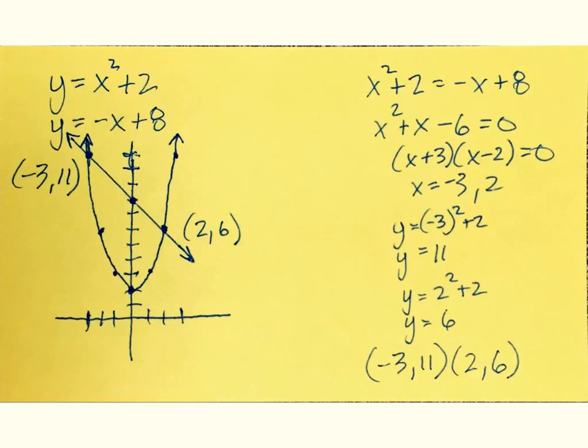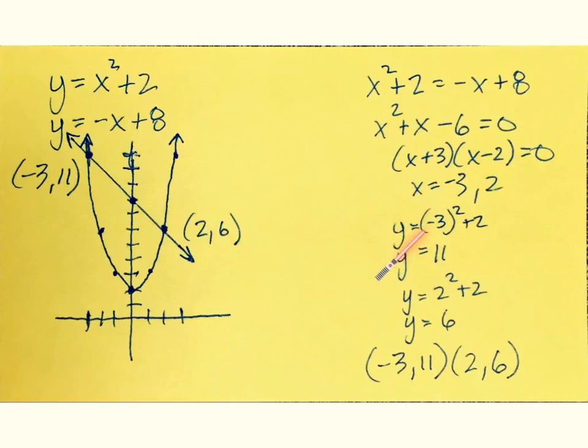I can also do this using substitution, and you will too. So I'm going to take x squared plus 2 and plug it in for y right here. I then add x and subtract 6 from both sides to get x squared plus x minus 6 equals 0. I factor that, and you can factor it. You can use the quadratic formula. Factoring looked pretty easy, so I factored it. x plus 3 times x minus 2 means my two solutions are negative 3 and 2.